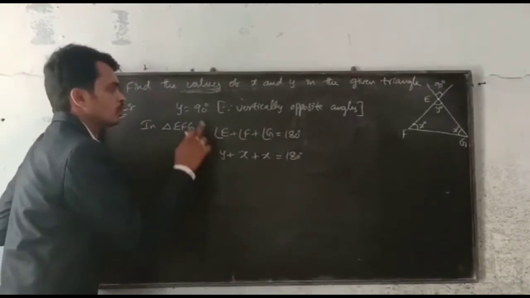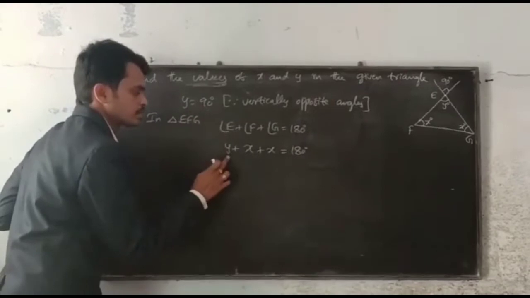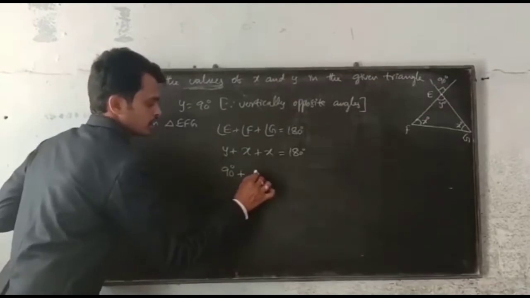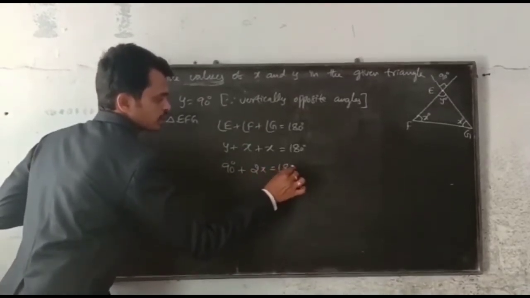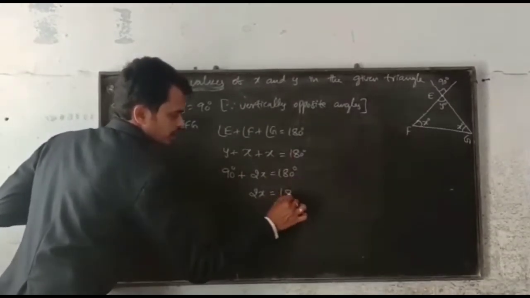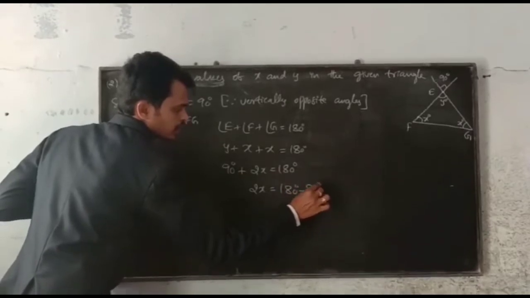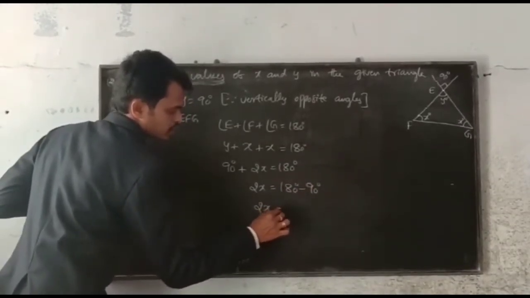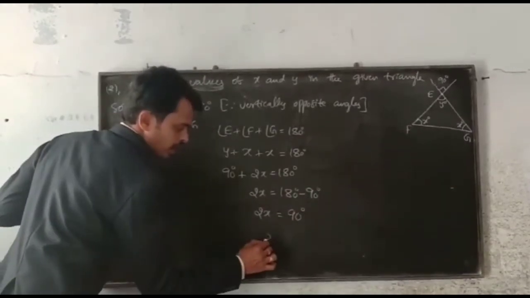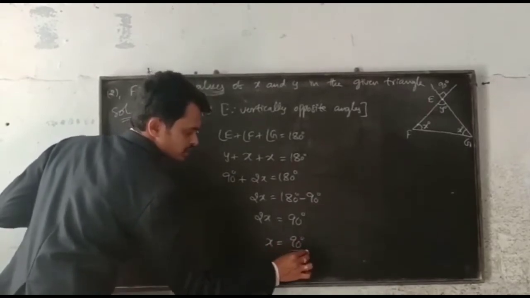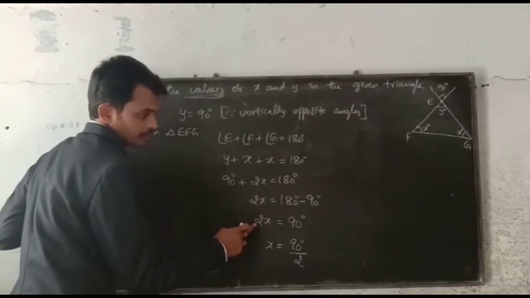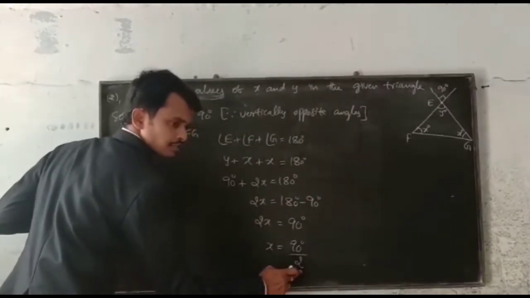Now angle y, we know how much: 90 degrees. So let us substitute 90 degrees in the place of y, plus x. We should add the variables. It is 2x is equal to 180 degrees. Now 2x is equal to 180 minus 90 degrees, transposing the 90 to that side. Then 2x is equal to 180 minus 90, which is 90 degrees. Now x is equal to 90 degrees by 2. So 2 is multiplying on the LHS side, then it transposes to the RHS side and it will divide.